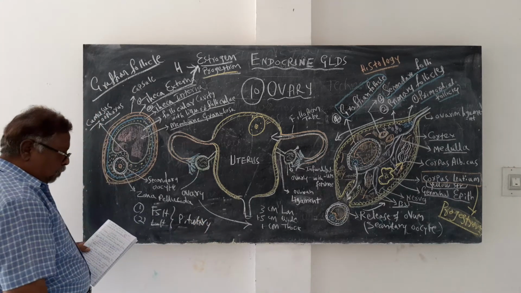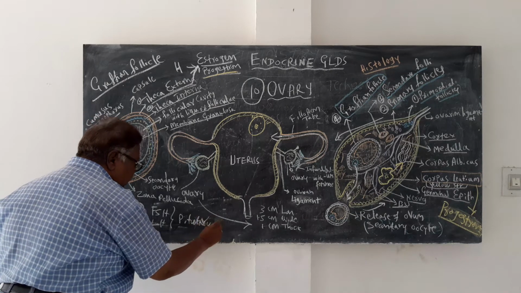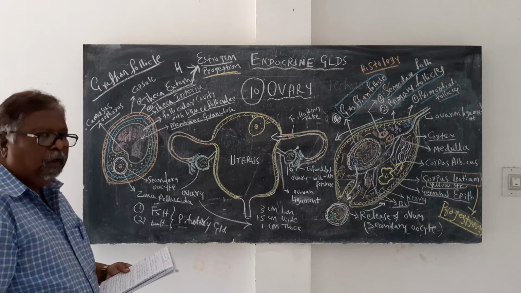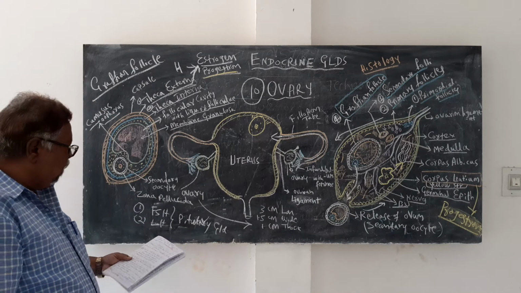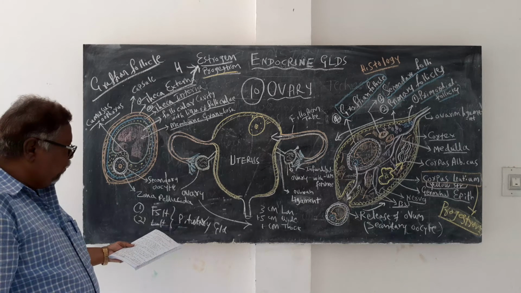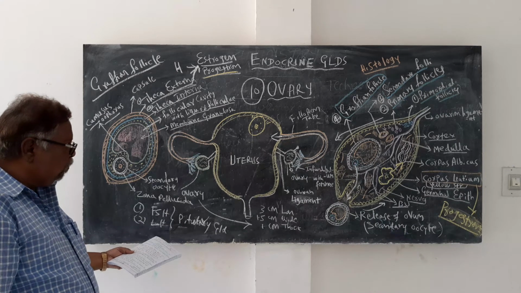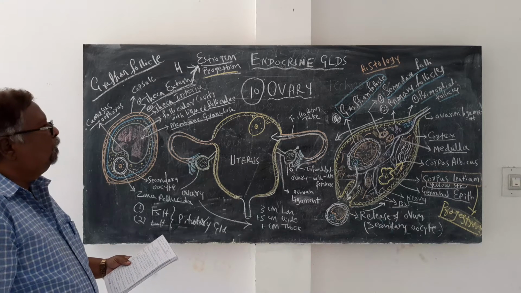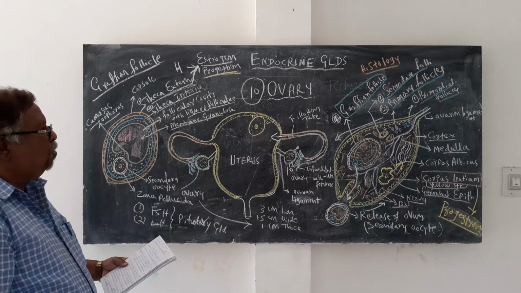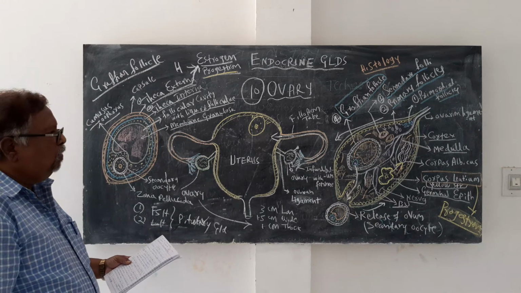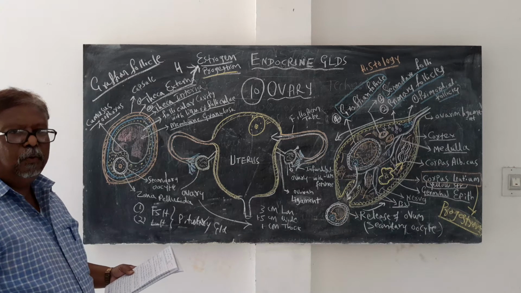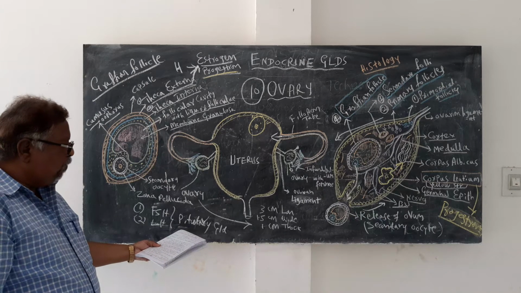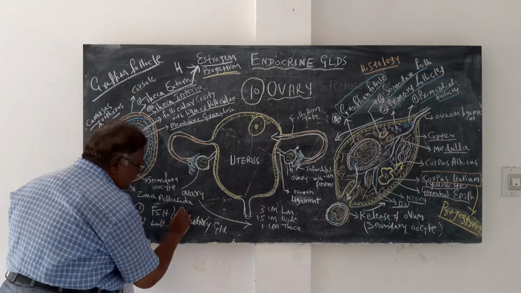Pituitary gland. The pituitary gland, we have already studied, produces the follicle stimulating hormone and the luteinizing hormone, and these two hormones control the production of estrogen and progesterone, or the activities of the ovary. Almost all activities of the ovary are controlled by these two hormones coming from the anterior pituitary gland.